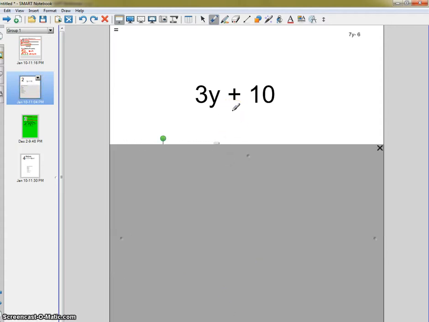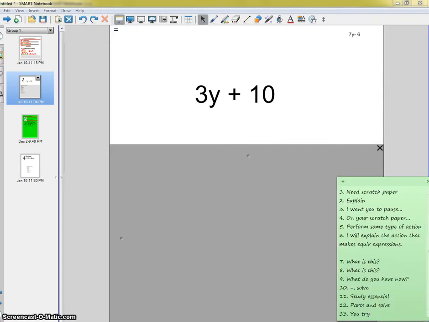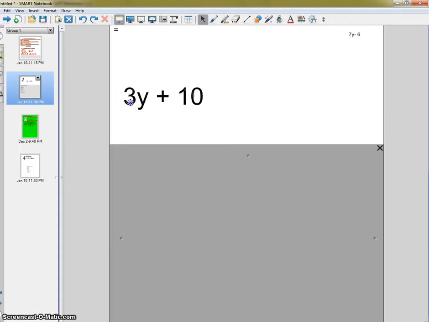What do you see over here? You see an expression, right? You see 3y plus 10, am I right? That's what you see, 3y plus 10. What is it? Well, you know what it is. It's an expression. Okay? Well, what is this?